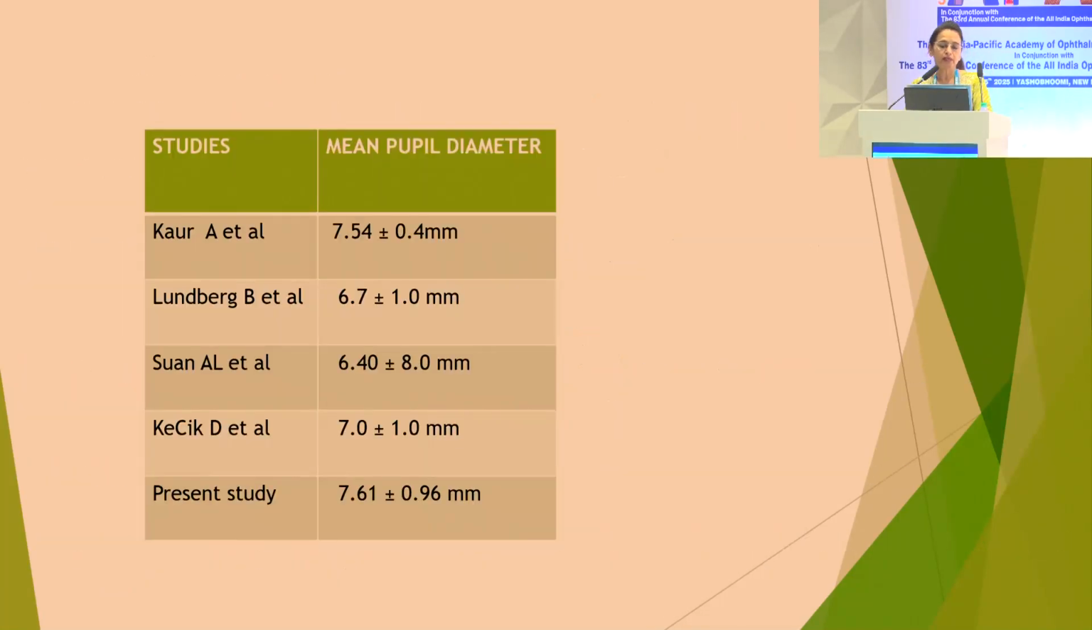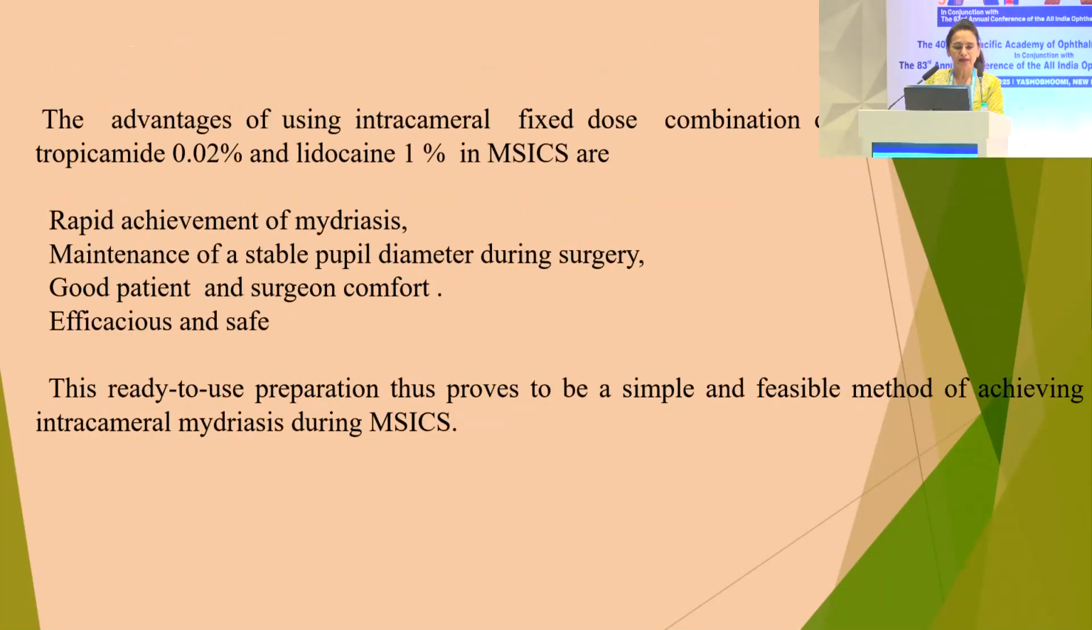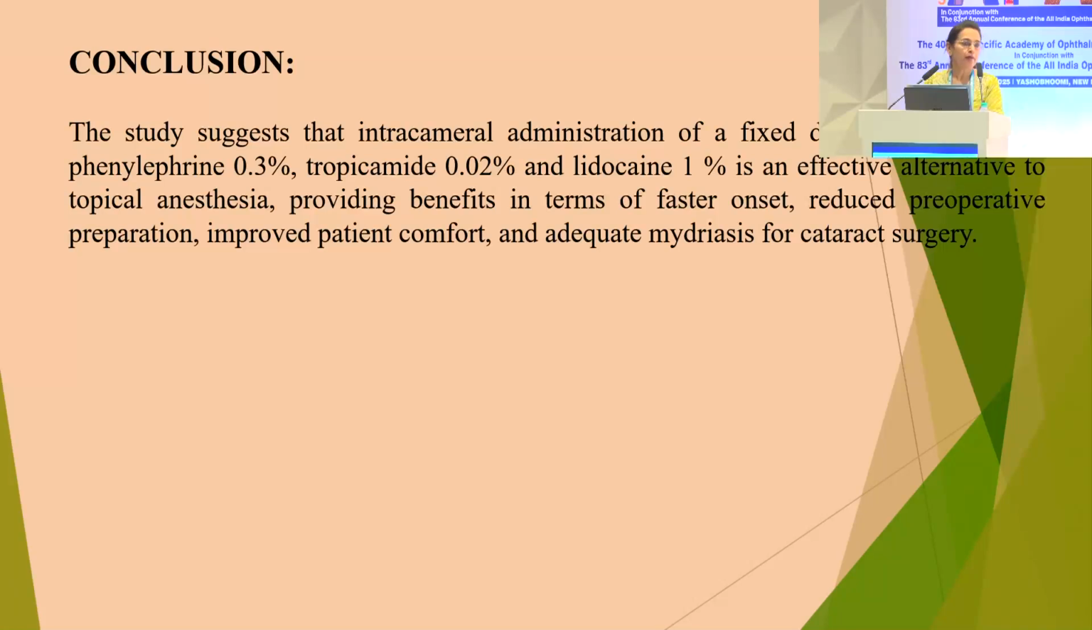Different studies have quoted different pupil sizes. In our study it was 7.61 mm plus minus 0.96. So in short, in our study the intracameral combination leads to rapid achievement of mydriasis, maintenance of a stable pupil during surgery, good patient and surgeon comfort, and is efficacious and safe. It reduces the preoperative time and, as a result, the total surgical time, and it is a good alternative to peribulbar anesthesia in experienced surgeons' hands.